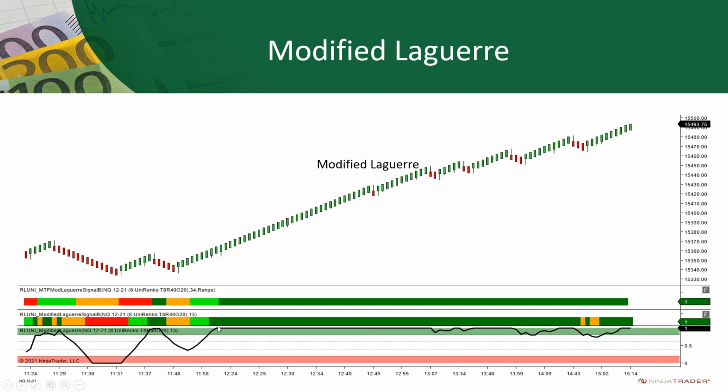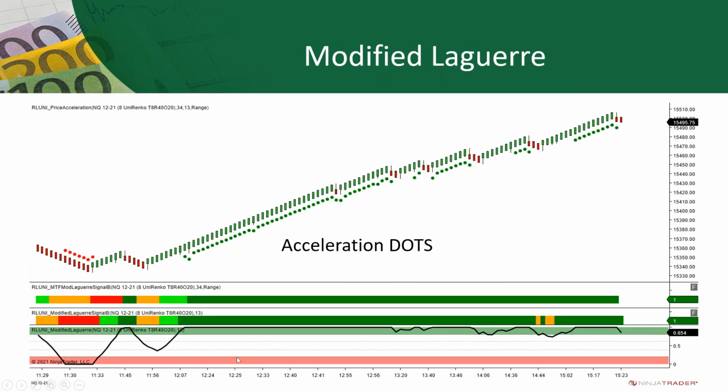So we want it to be dark green. And we want it to be pinned at 100 or pinned at 0 so that we get our acceleration dots. It's very important that we have our acceleration dots.